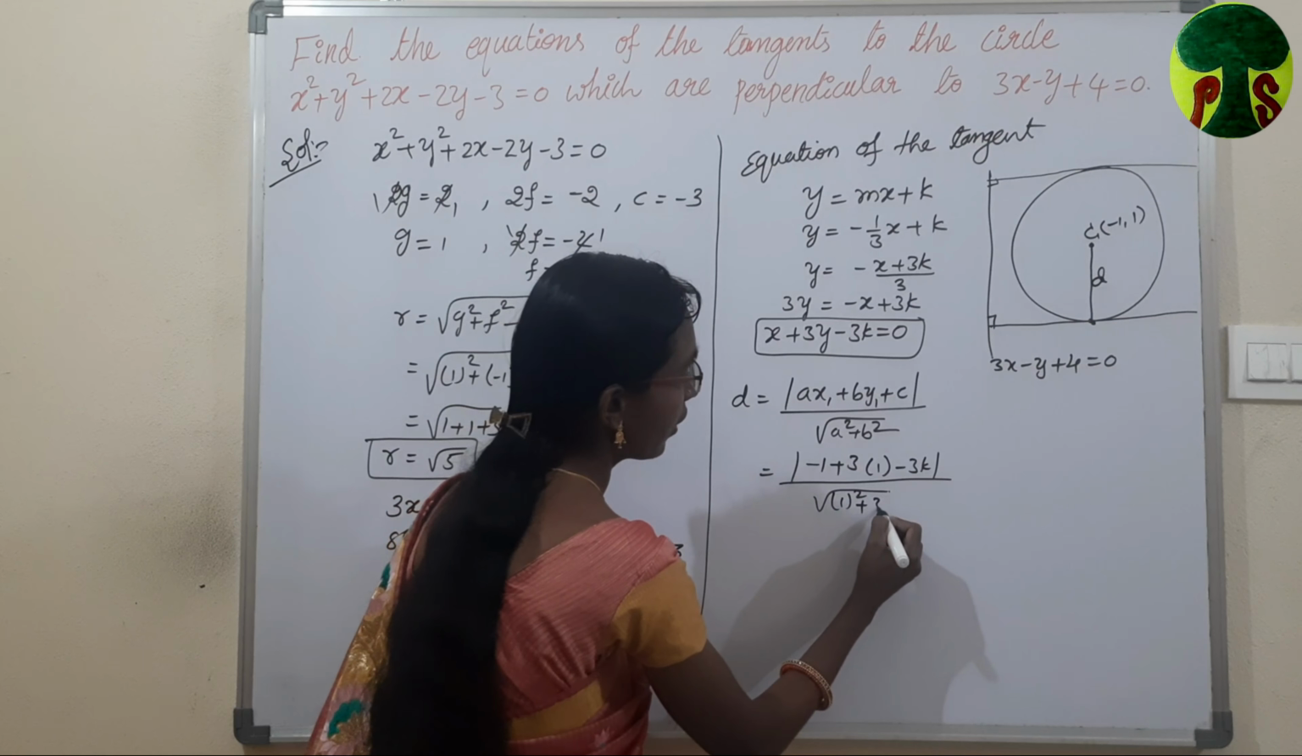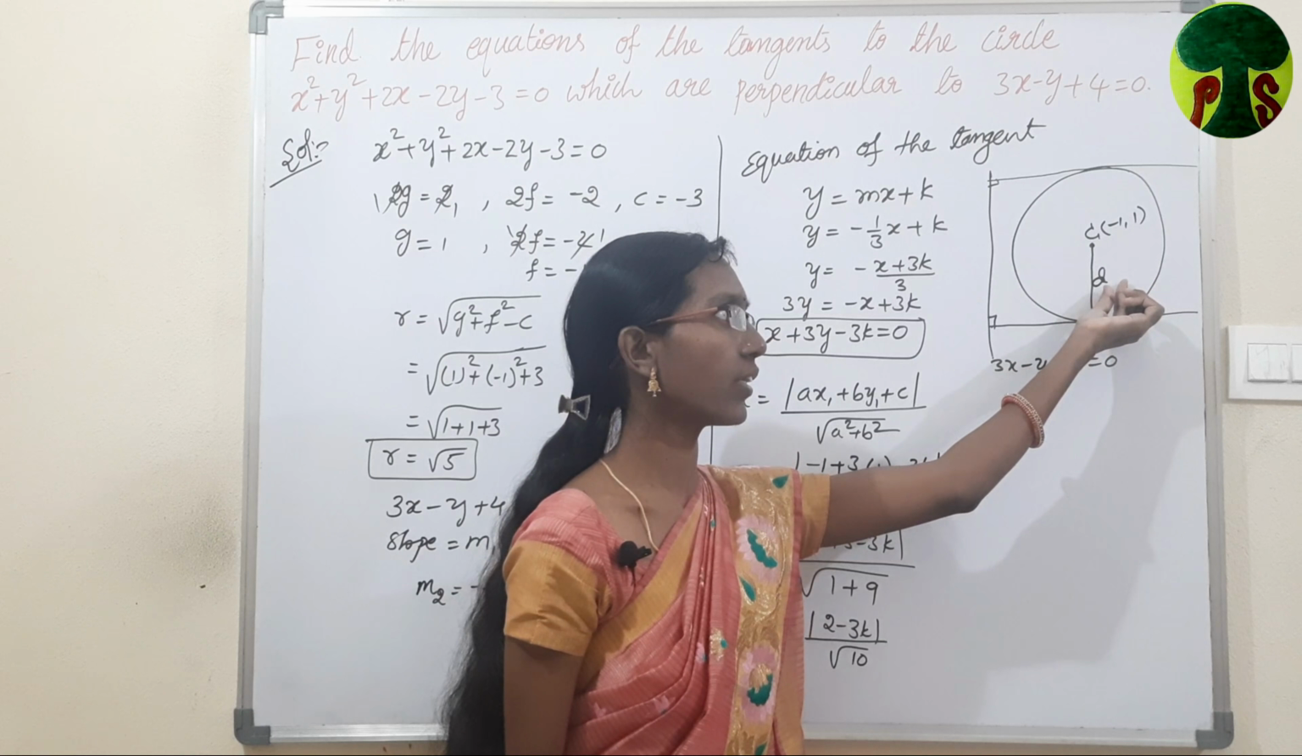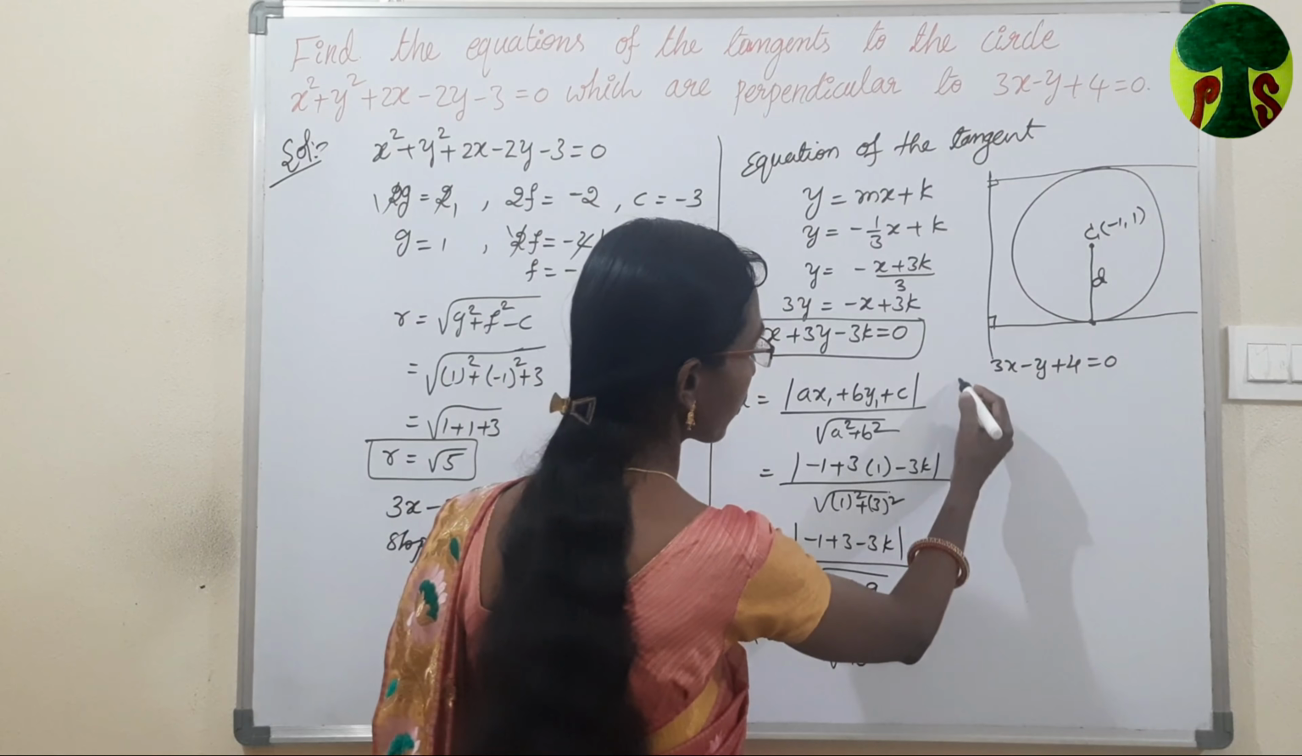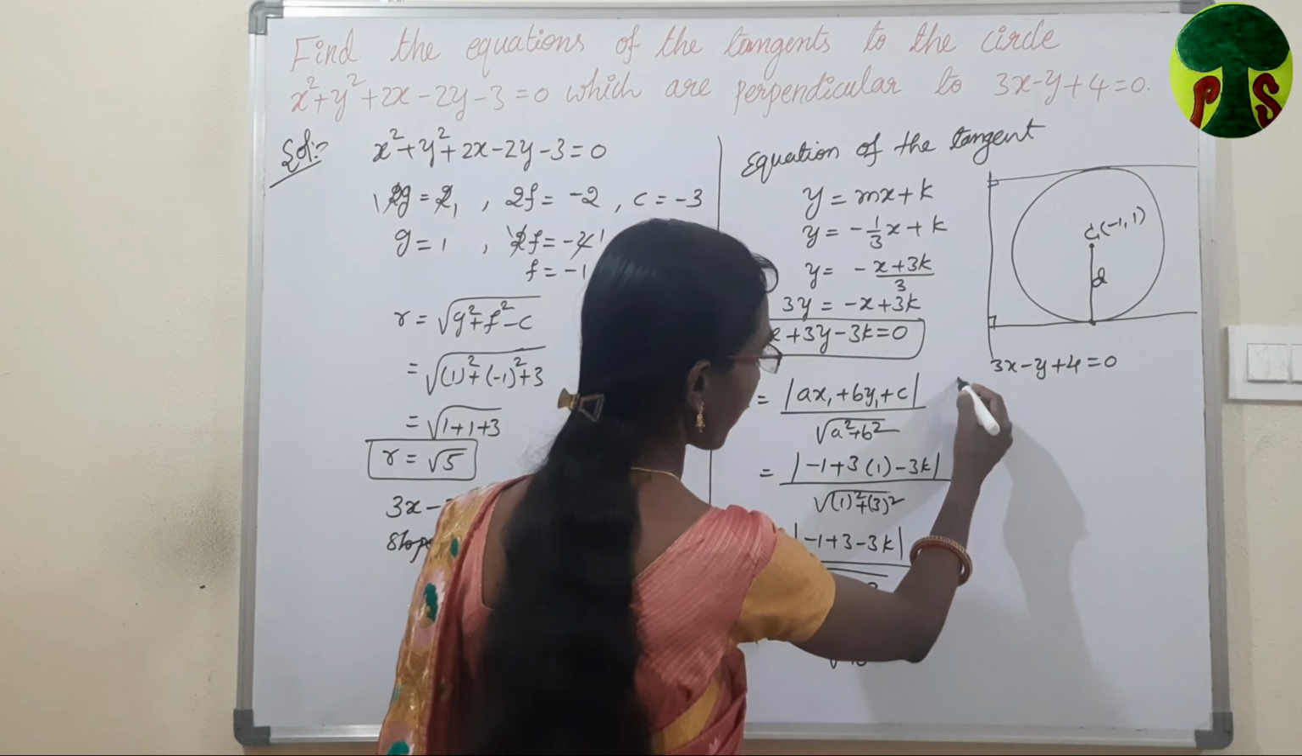But the radius of the circle should be equal to the perpendicular distance to this line from the center. So we have to equate r and d. r is equal to d. What is the value of r? The value of r is square root of 5. So square root of 5 is equal to the value of d, modulus of 2 minus 3k divided by square root of 10. Bring this 10 to the LHS.